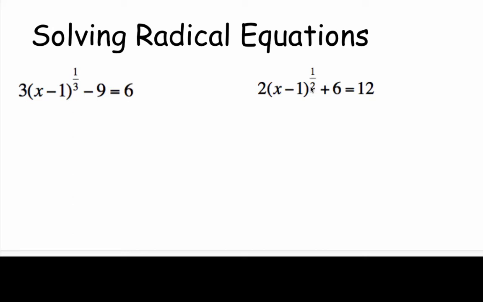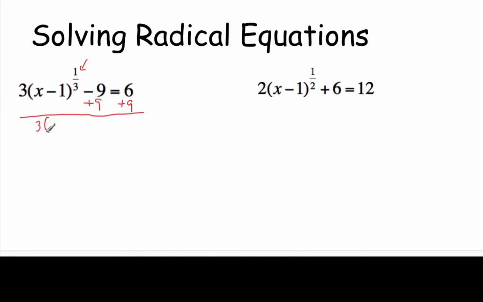Alright, let's start solving some radical equations this morning. So taking a look at this first example that we have here. If I want to go through and try to solve this, I have to isolate the part that has, in this case, the fractional exponent. So in order to do that, one of the first things I need to do is add 9 to both sides. So we'll add 9 to both sides, because again, like I said, I need to isolate the part that has this fractional exponent.